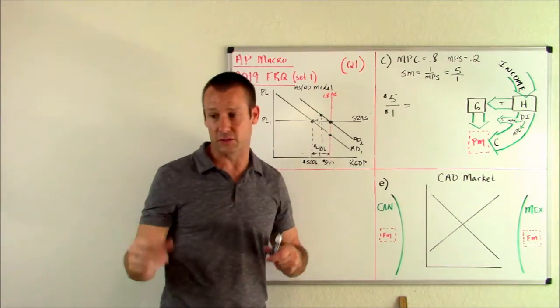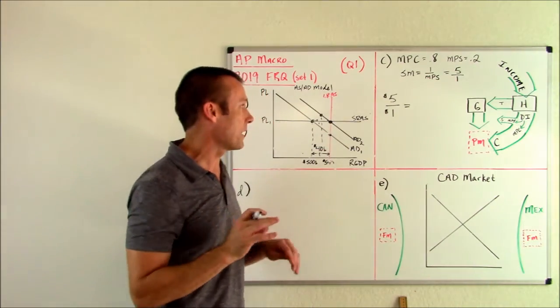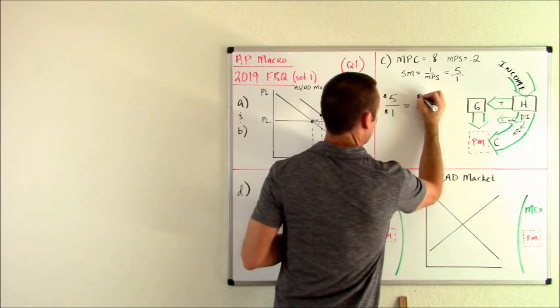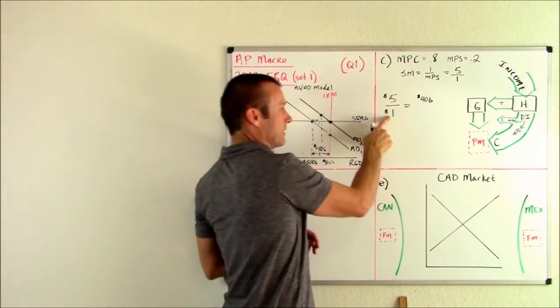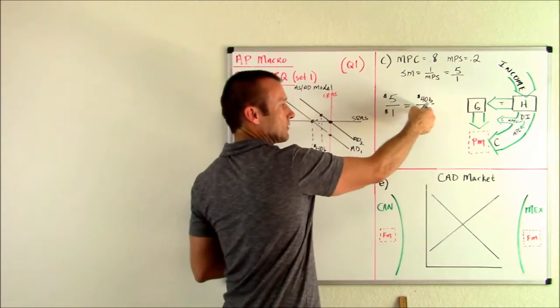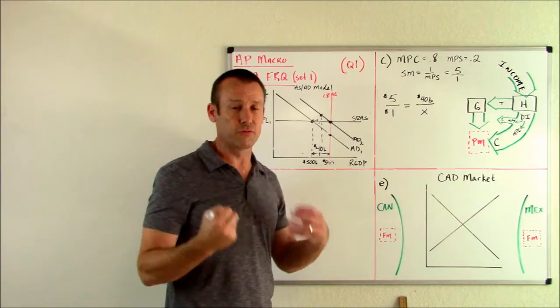40 billion. It tells us that, guys. It straight up tells us 40 billion is how much we want AD to shift by. So our total change in spending, we want to be 40 billion. So I'm going to put that on top, right? Initial change in spending, total change in spending. So what's our initial change in government spending? That's our X. We just need to solve for X.